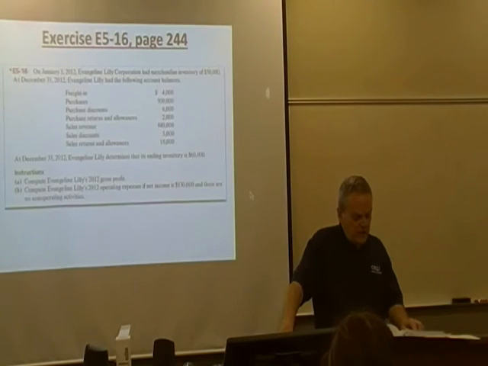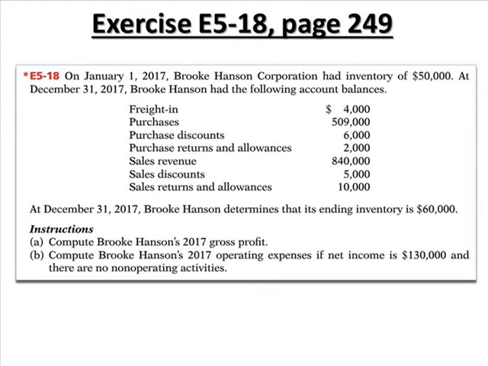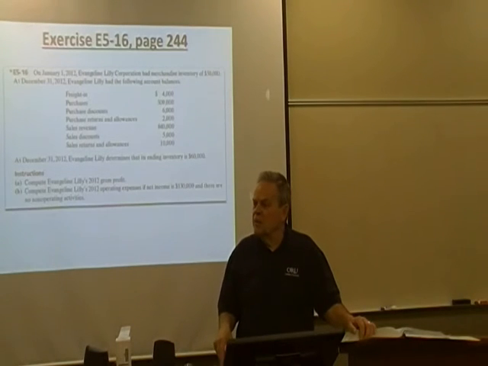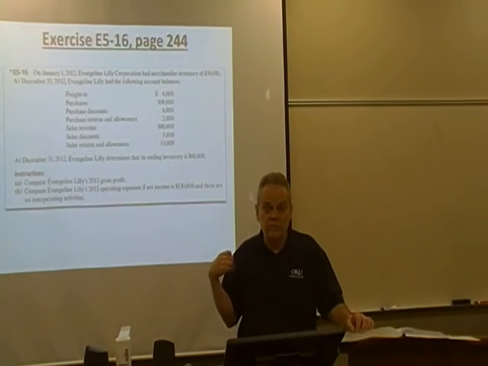516 on 244 says, on January 1st, our corporation had merchandise inventory of $50,000. At December 31st, we had these balances. Alphabetical order, it looks like. At December 31st, we determined ending inventory to be $60,000. A, compute gross profit. Well, a translation of that instruction would be, let's prepare an income statement through gross profit. That's similar to what we did in lecture, similar to what I just talked about in generic terms on the screen. We have the information in this problem to do that.